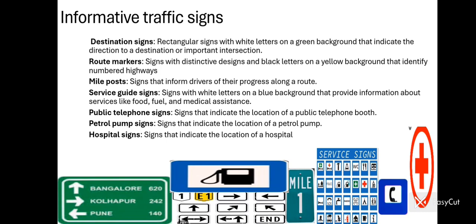And about the route markers, signs with distinctive designs and black letters on a yellow background that identify the numbered highways. You can also see it in the white one too, like straight, left, like that. It's below the petrol bunk sign. And coming to the milepost, signs that inform drivers of their progress along the route. This is the milepost.